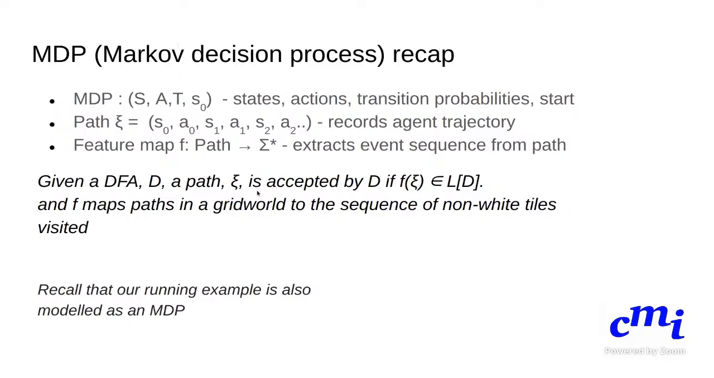Just to recall, our running example is also modeled as an MDP, a Markov decision process. We saw that the wind is flowing in the downward direction. I'm sorry if there's an interruption. So our original running example is modeled as an MDP using the downward wind of probability 1/3 with every action.